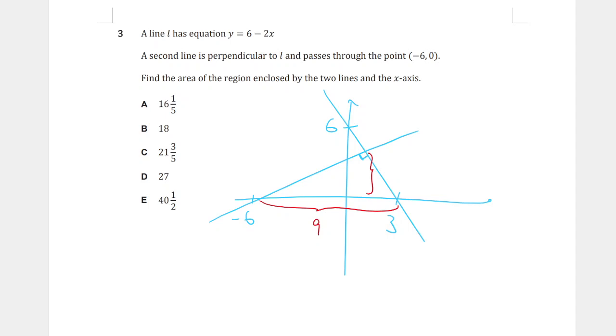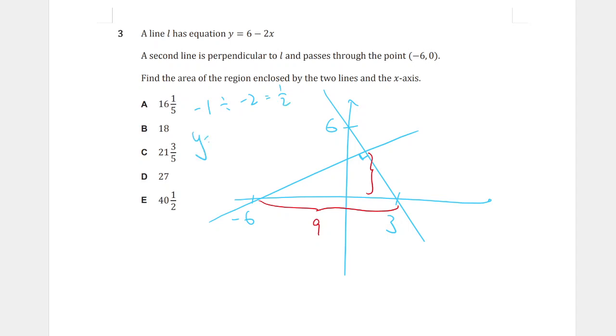Well, we need the equation of the second line. Once we have the equation of the second line, then we do simultaneous equations, and then we're done. So off we go. The second line is perpendicular to L. So what's the gradient? The gradient is minus 1 divided by minus 2, because if two lines are perpendicular, then their gradients multiply to negative 1. So this is 1/2.